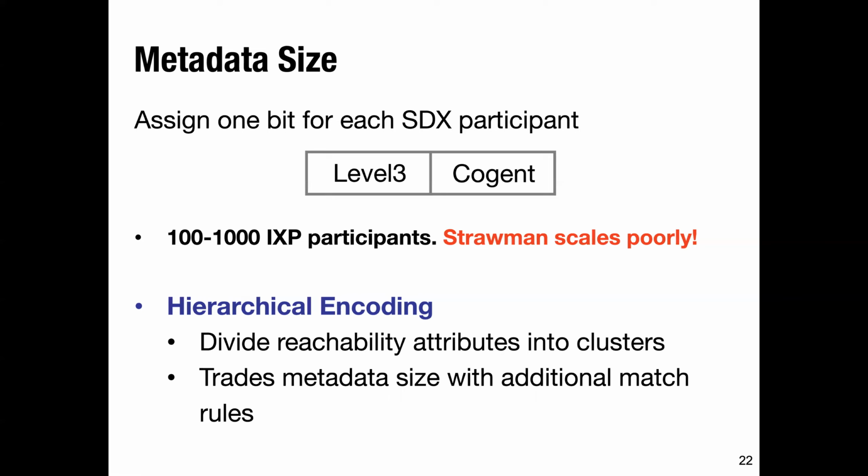To counter this problem, iSDX came up with this idea of hierarchical encoding, where it divides these reachability attributes into clusters. So first it matches on the cluster, and within that, it matches on the specific ISP or a specific network. If you do a hierarchical match, then you will require more entries because you have to first match on the cluster and then the member of the cluster. So that will increase the number of match-action rules that you have to write, but that helps you reduce the number of bits that you require for the metadata, right? So this is the core essence of hierarchical encoding.